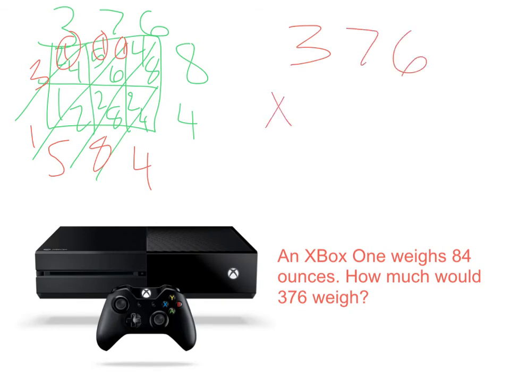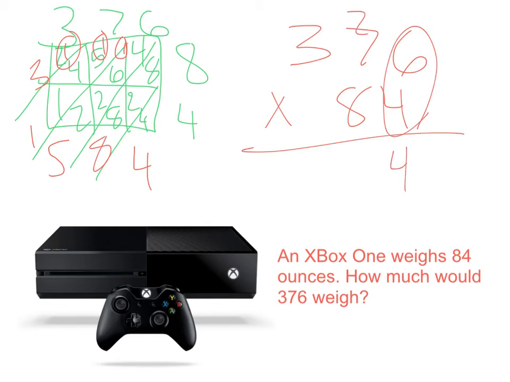376 times 84. That's going to give me 24 there. Carry up the 2 because of the place values. 7 times 4 is 28, plus 2 will give me 30. 3 times 4 is 12, plus 3 will give me 15.